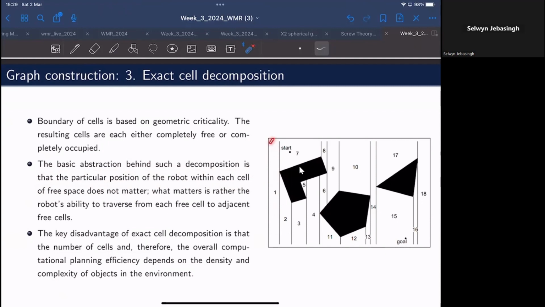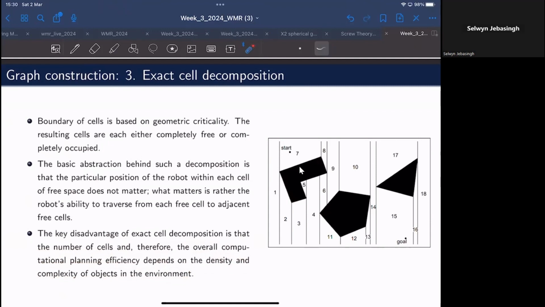But the only requirement is that the robot should be somewhere within a cell, right? Another thing is that the key disadvantage of exact cell decomposition is that the number of cells, and therefore the overall computational planning efficiency, depends on the density and complexity of the objects in the environment. For example, if there are few obstacles in the space, the number of cells would be too few. And if the number of cells is too few, the resolution will also decrease as a result. So the probability of finding a robot at a given position would, as a consequence, be very low.